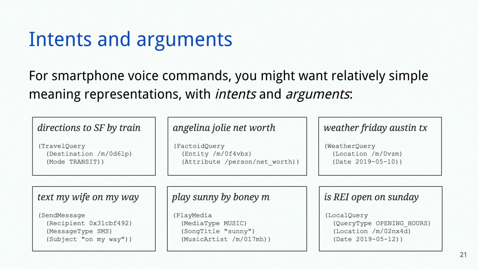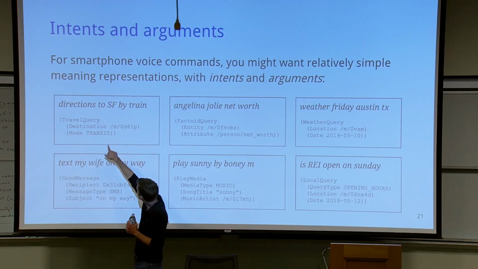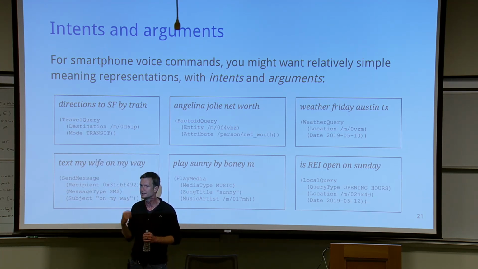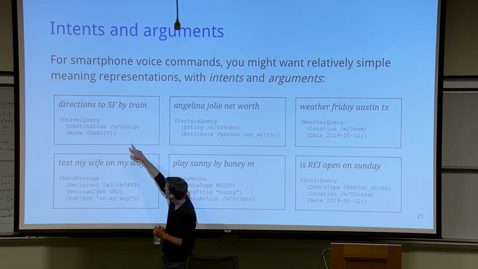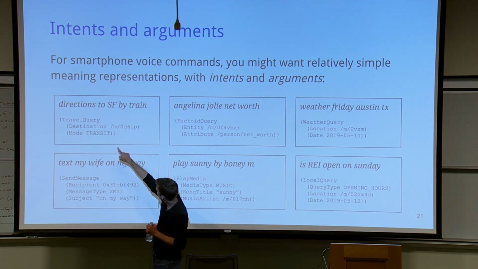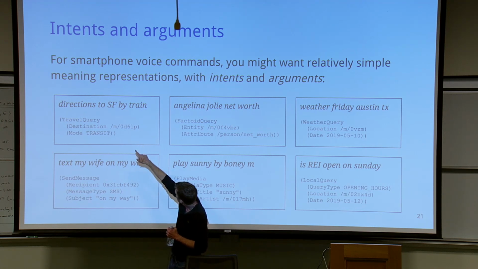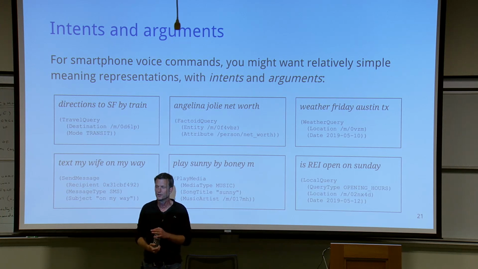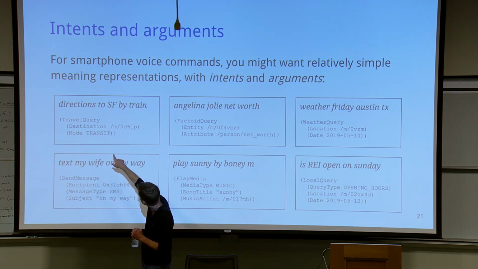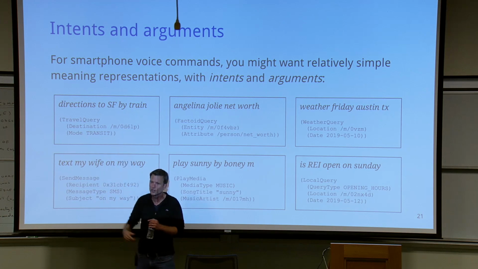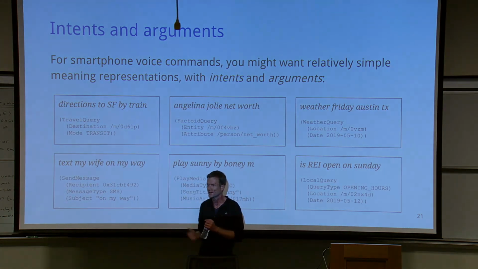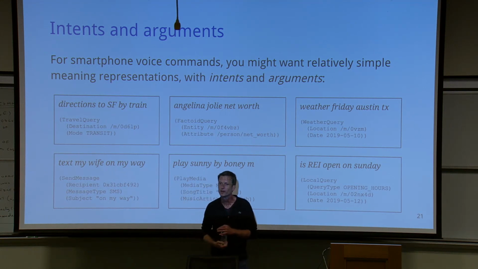So for example, if the query is directions to SF by train, the semantic representation might be something that first indicates that this is a travel query. That's indicating the type of intent here. And then there are two parameters. One is a destination parameter, and the value there is a Freebase ID, which is the Freebase ID for San Francisco. And then the second parameter describes the transportation mode. And here the value is, I guess, an enum value. There's maybe like 5 different transportation modes, and transit is one of them.